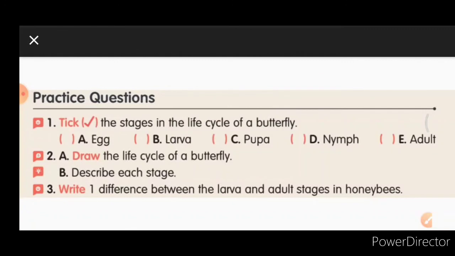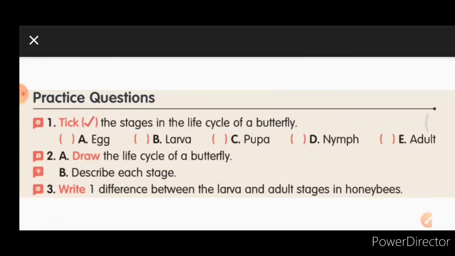Now, third question: write one difference between larva and adult stages in honeybees. So, what is the difference? What are you going to write? In the larva stage, it is totally covered with a protection layer, whereas the adult honeybee is grown up and it flies. An adult honeybee can fly, a larva cannot.